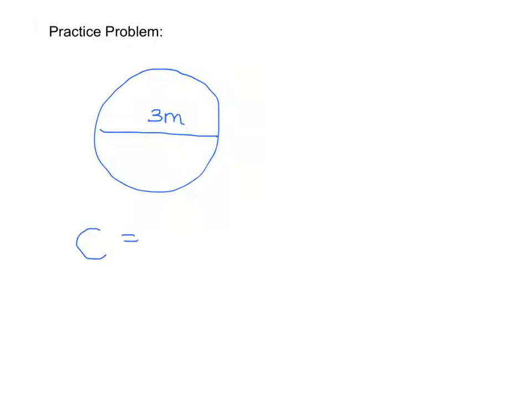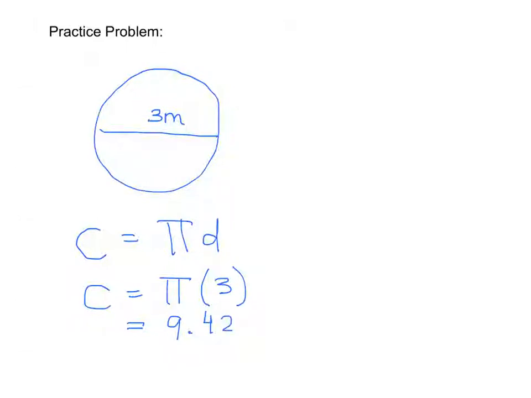So, for example, if we're given a circle that has a diameter of 3 meters, and we're asked to find the circumference, we know our formula is going to be C equals pi d, because we're given the diameter. So C equals pi, and then we can plug in our value, 3. Most calculators will have a button for pi, so I'm going to use that, but you can also just use 3.14 and get a pretty accurate answer. And we're going to get 9.42 meters, approximately.